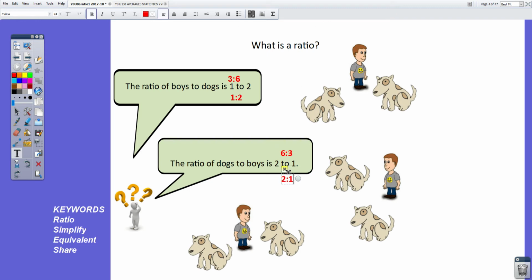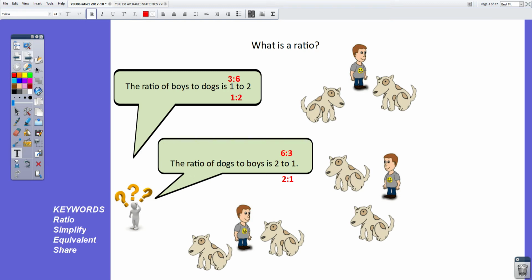So this is what we mean by a ratio. It's comparing one set of something with another set of something else. And we can simplify the ratio by looking for a factor, a number that goes into both of the numbers that we've got. So that's what we mean by ratio.